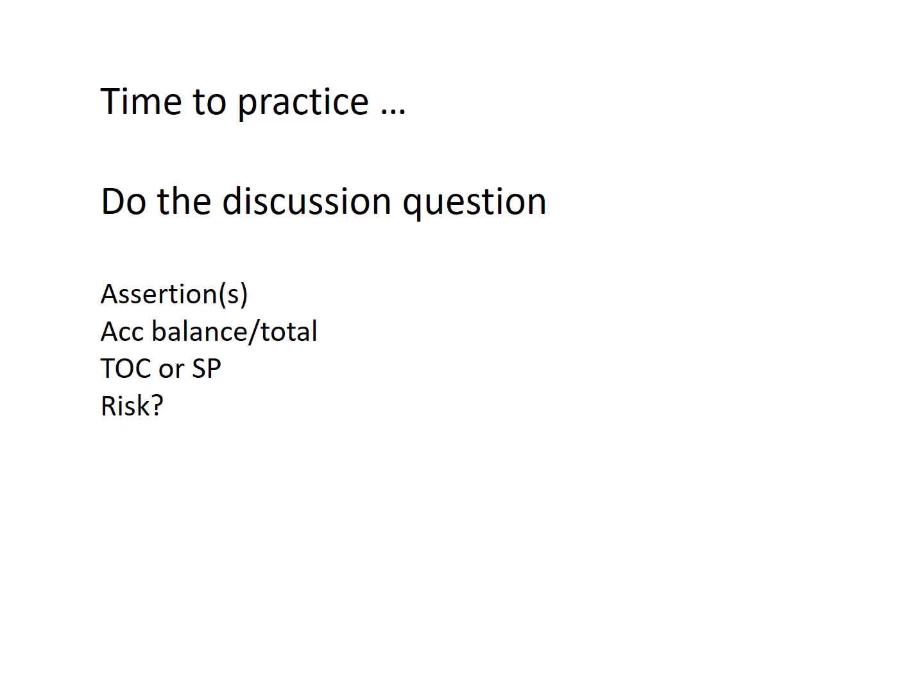Okay, whether or not this is a test of control or a substantive procedure. Remember, you know now what a test of control is. If not a test of control, by default it's a substantive procedure. And then what's the underlying risk, because that's where we're moving towards for that procedure. So why are we doing that procedure? What's the risk that we're trying to address with that?